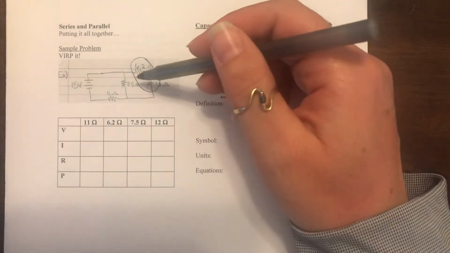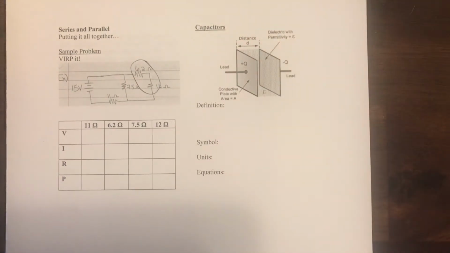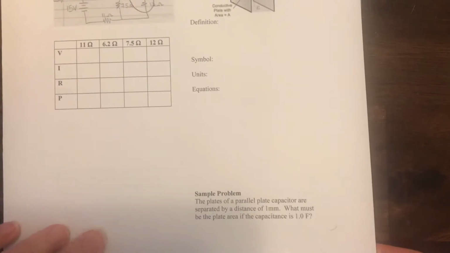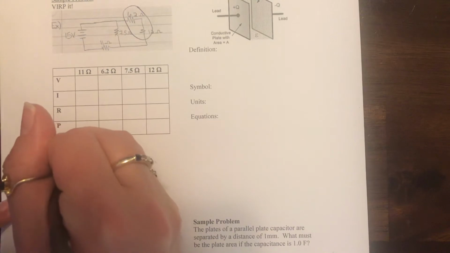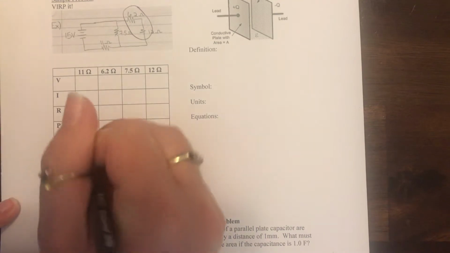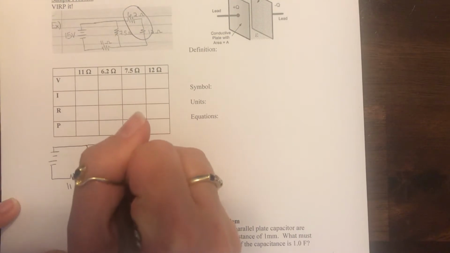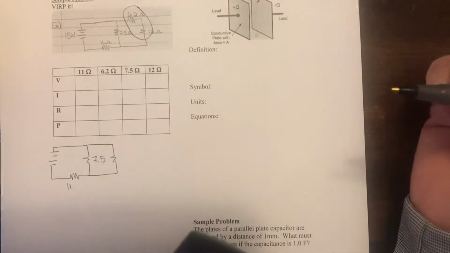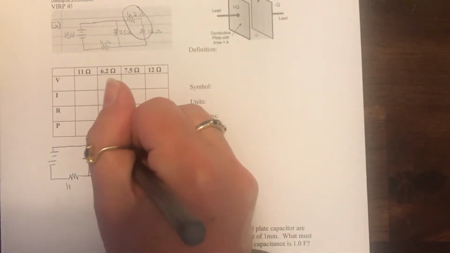So let's go ahead and redraw this. Let me redraw this down here. Okay, so I'm gonna redraw this here, that's my battery. This is my 11. This is my 7.5, and I'm going to redraw that like this. Okay, so these two are in series, so since they're in series, we can just go ahead and add them together. So when we add these together, we should get 18.2.